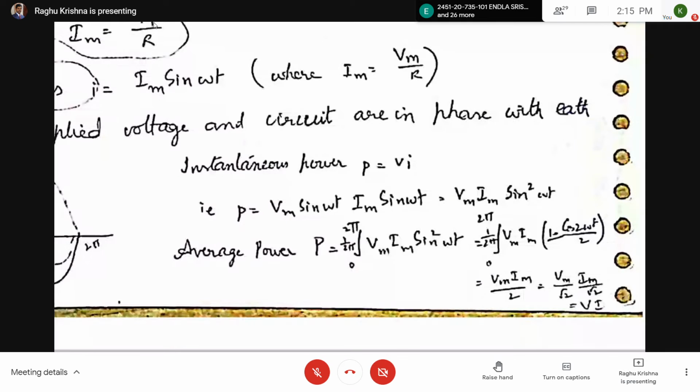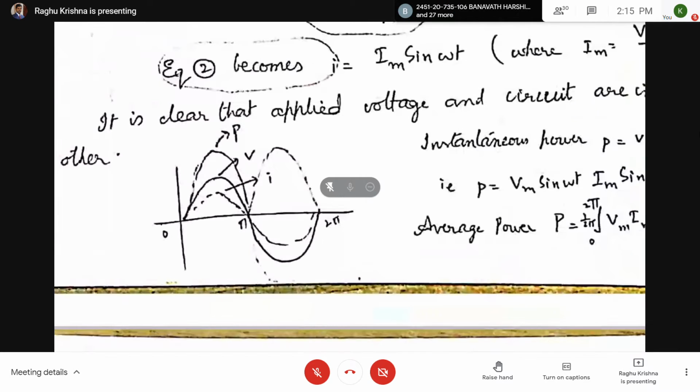For the power, P equals Vm sin omega t into Im sin omega t. So we are going to get Vm Im sin square omega t. So the power waveform can also be obtained by multiplying the voltage and the current values.